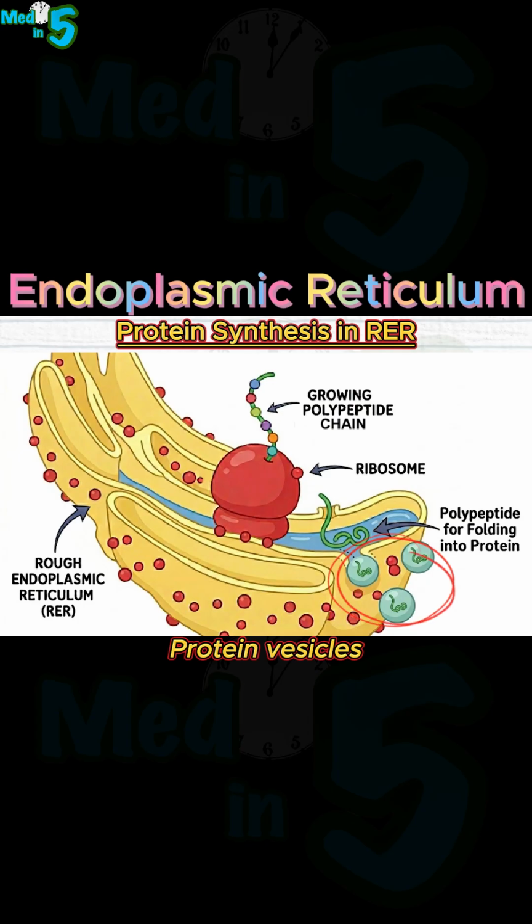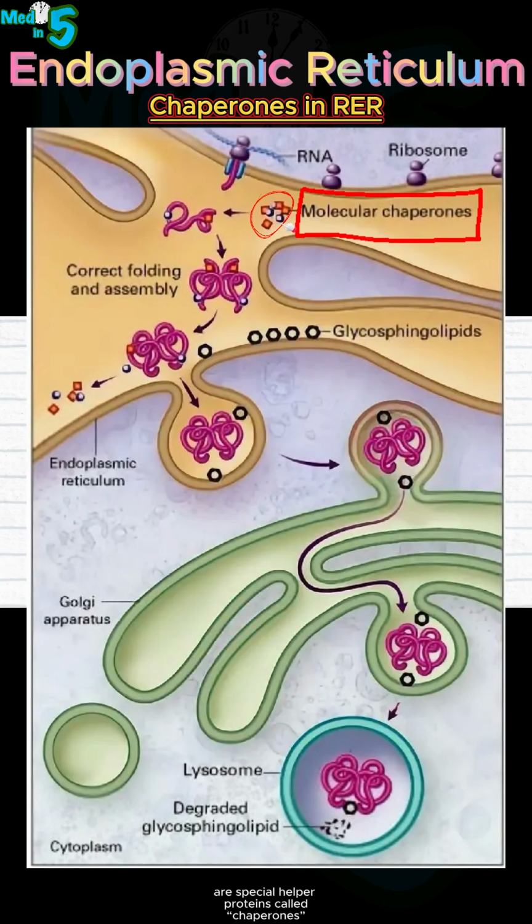Inside the RER are special helper proteins called chaperones that assist newly made proteins in folding into their correct shapes. They make sure proteins don't fold abnormally, so they can work properly and be safely transported to where they're needed inside or outside of the cell.